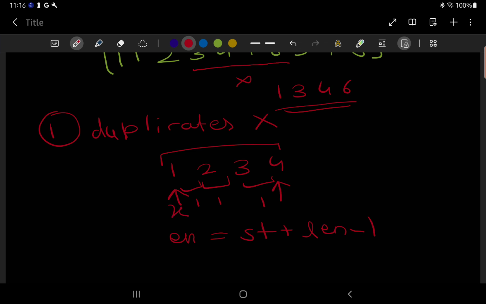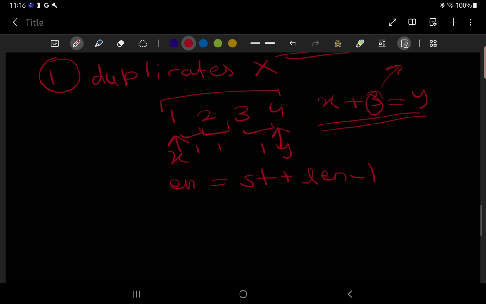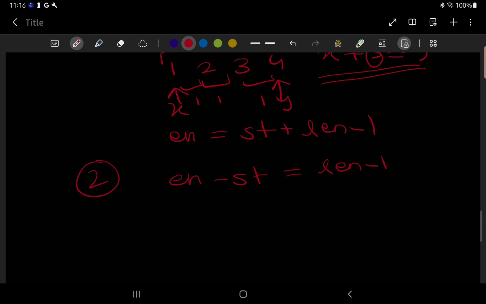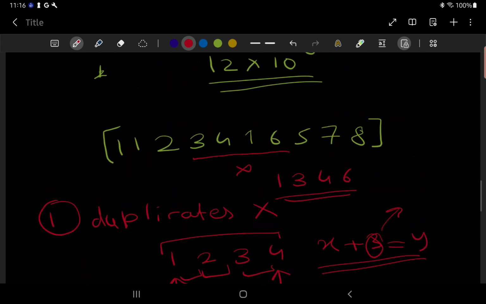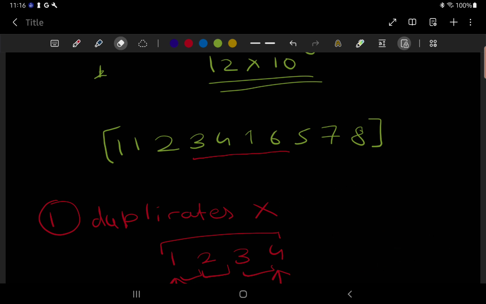This was x element, let's say. This is y. x plus 3 is equal to y, right? What is 3? Your length minus 1. So this is another equation, that your end minus start should be equal to length minus 1. This is our second thing to be noticed. Now let's come back to our equation, the earlier one. Just erase these few things.